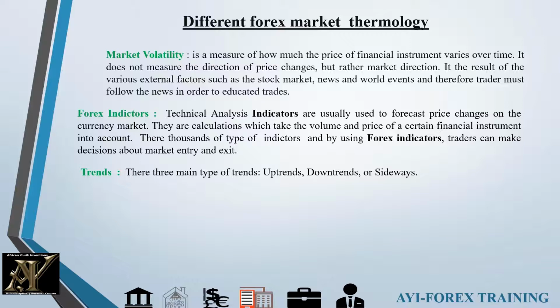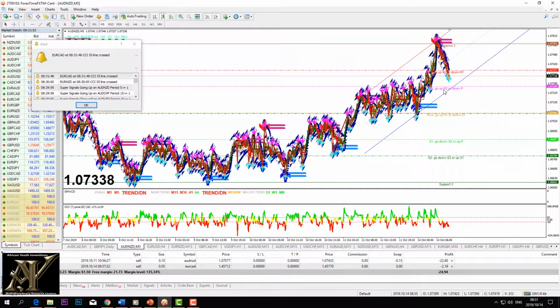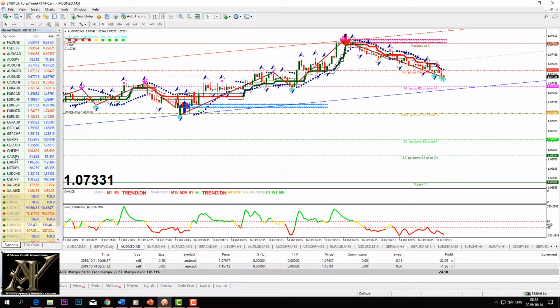Now, sometimes, as I said, it's difficult for you to know what's going on. That's the reason why you need to have indicators. Indicators are technical analysis. Indicators are usually used to forecast price change on the currency market. They are calculated taking the volume and price of a certain financial instrument into account. There are thousands of types of indicators, and by using Forex indicators, traders can make decisions about market entry and exit. If you look at my trade here, I'm not entering because I'm getting excited. I am looking at my indicators. If you use this platform without indicators, it's very difficult to identify where there's an issue and where there's no issue.